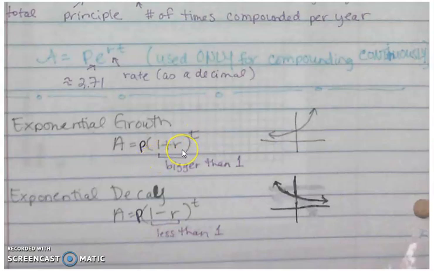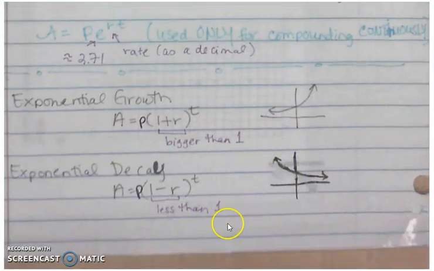If your 1 plus R, which is the base of your exponential, is bigger than 1, you're going to have exponential growth. And if you have 1 minus R, where this becomes a number between 0 and 1 when you subtract, you're going to have exponential decay, and it's going to be a decreasing function instead. We're going to use some examples on page 84, but that is all for this page.